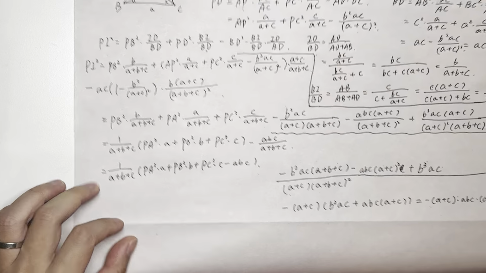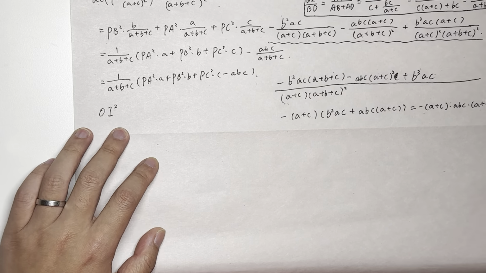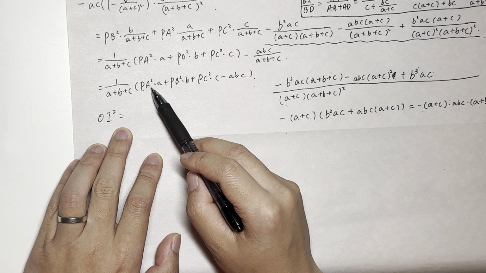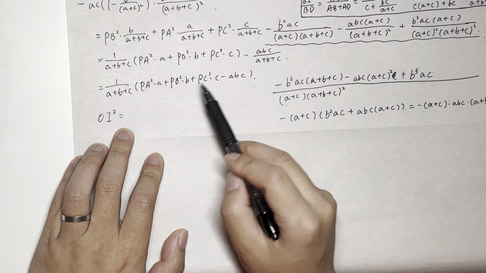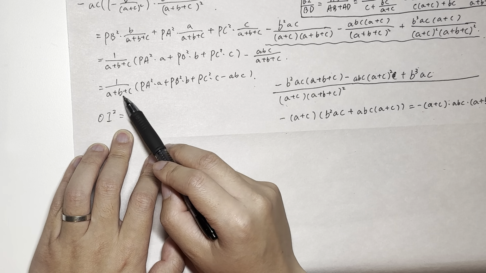Right? So for the OI square, because OA is the radius of the circumcircle, OB is the radius of the circumcircle, OC is the radius of the circumcircle, so R square, right, times A plus B plus C, and cancel with this 1 over A plus B plus C. So we got R square minus ABC to A plus B plus C. Right.